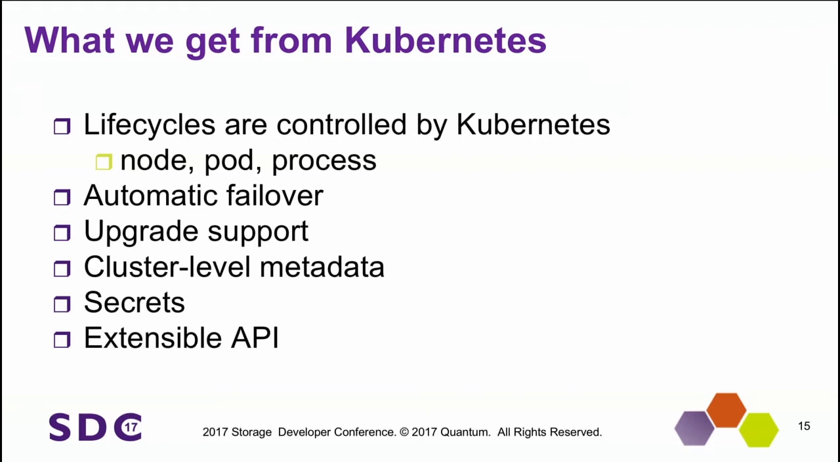Okay. So what do we get from Kubernetes? Again, this lifecycle is a really big deal if you've built a distributed system. Just processes dying, right? You don't want to wait to find out. And we get this lifecycle support at the node, pod, and process level. We have automatic failover of services. Kubernetes remaps IP addresses and makes things look fairly invisible for that. There's support from Kubernetes directly for upgrade and rolling upgrade. We can control it, or we can let Kubernetes do it in its own way.